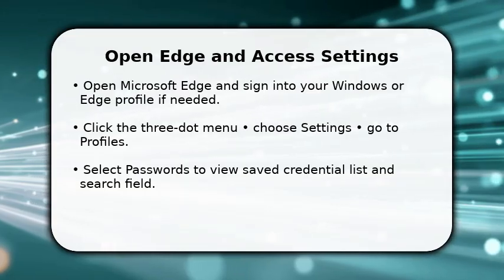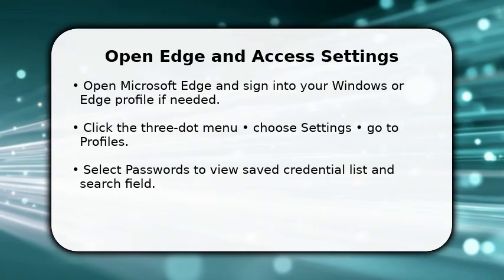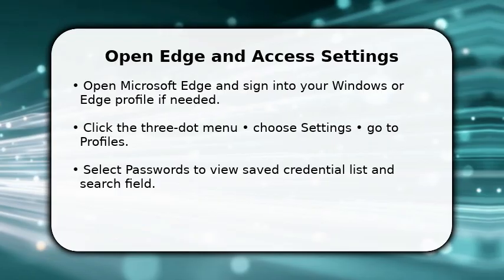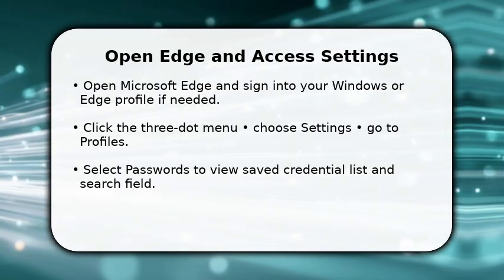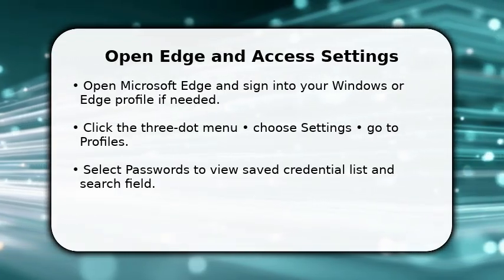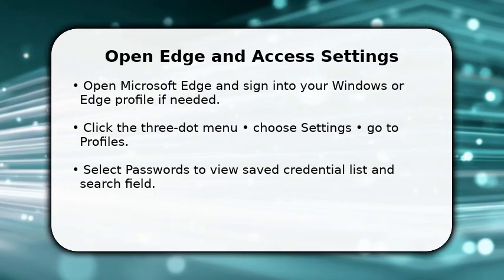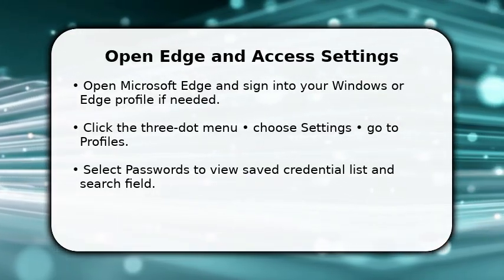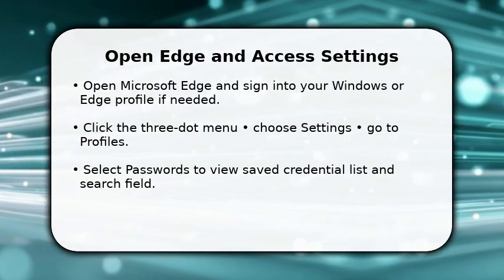You'll start Edge with your profile loaded. This ensures you see the passwords saved to your account. Once Edge is open, click the three-dot menu at the top right and choose Settings, then pick Profiles. Make sure you select Passwords. This page lists sites with saved credentials and gives you a search box. You're doing this so you can locate the exact entry quickly.